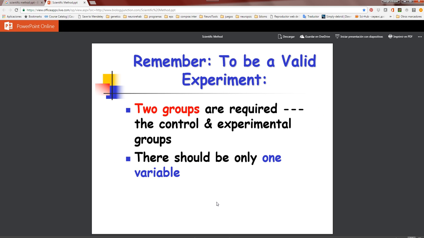This is about valid experiments. So remember, in order to have a valid experiment, you need two groups: the control group versus the experimental group. And you are testing only one variable at a time. Please remember that is quite important.